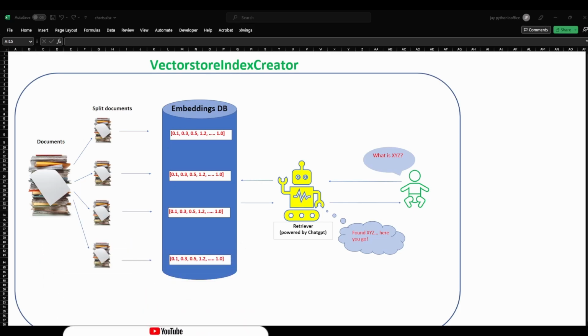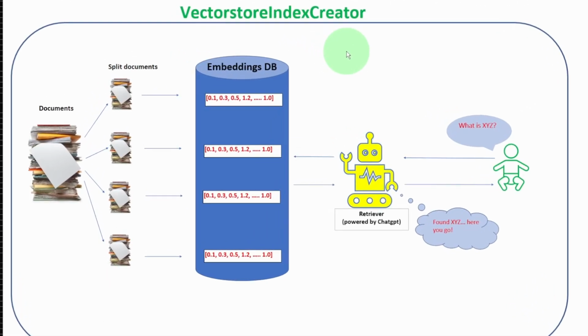I created this chart to illustrate how this process works. The vector store index creator actually wraps around this whole process. And as you can see, the first step is that imagine that you have some documents, some sort of text files, and they could be large files. So the first step we need to perform is to divide those large files into smaller pieces.